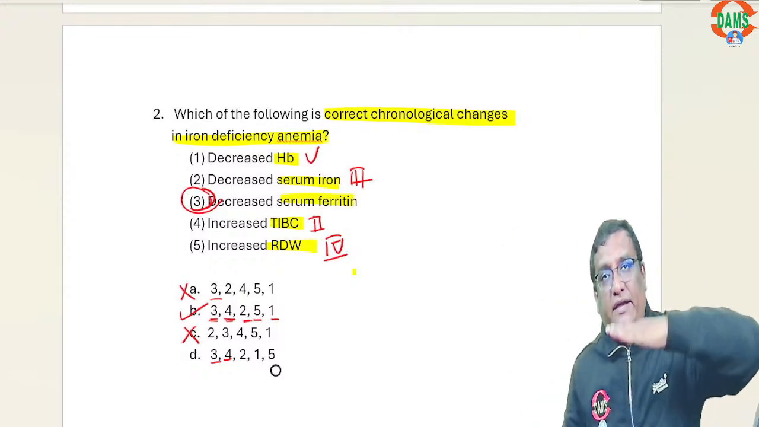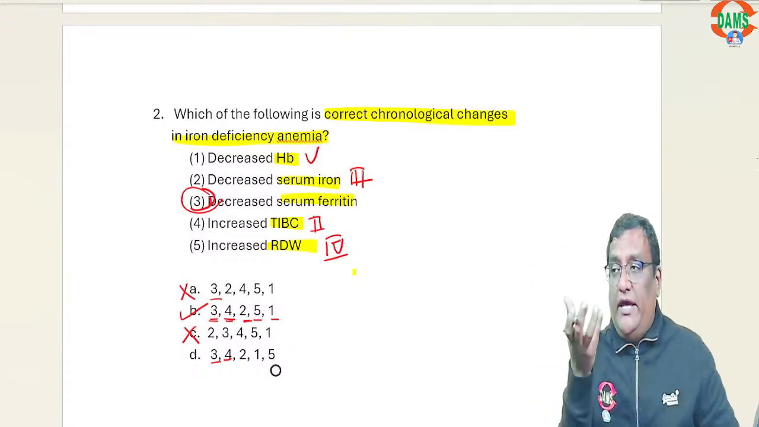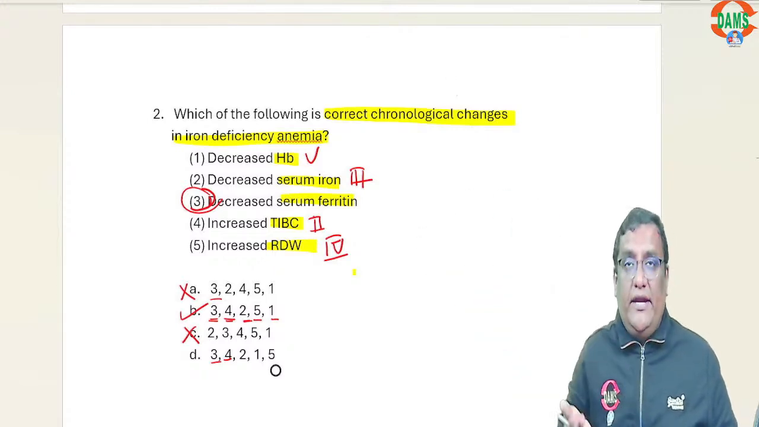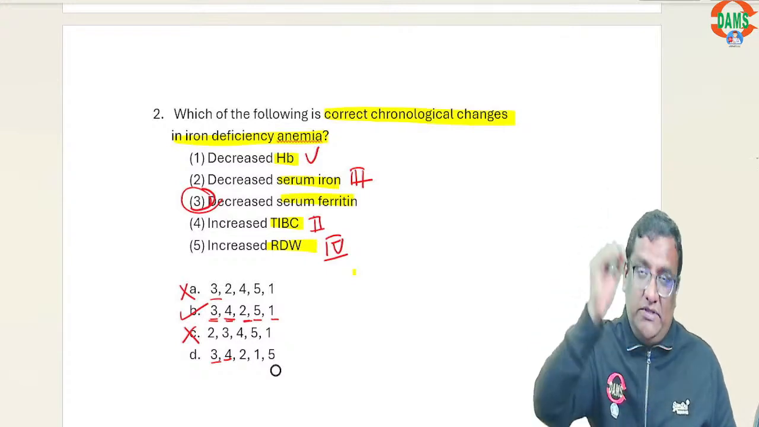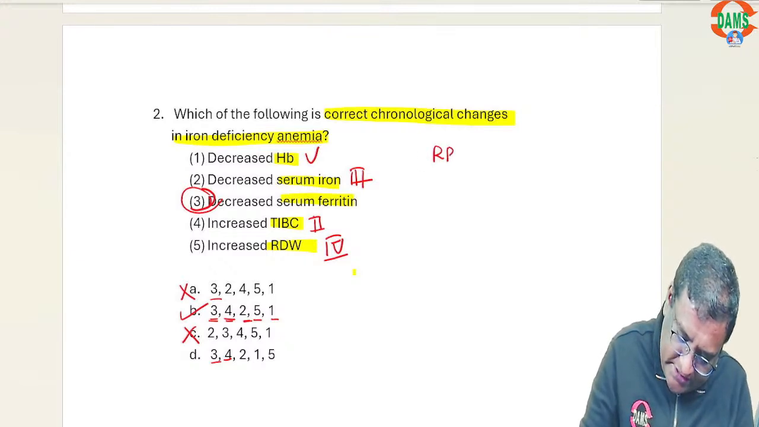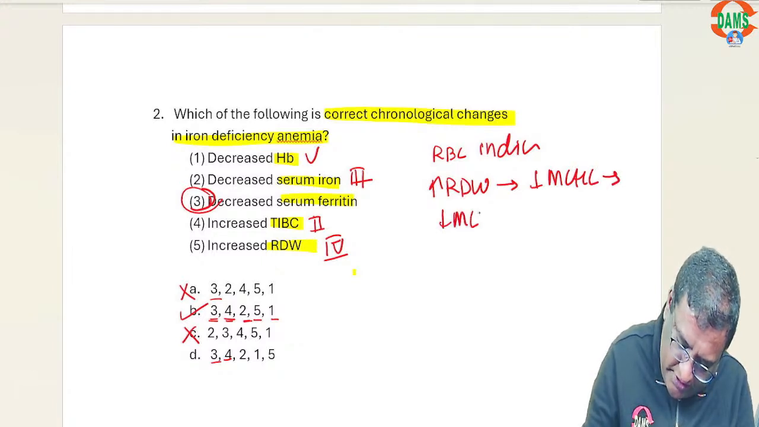When serum iron decreases, bone marrow gets less iron. Because bone marrow is getting less iron, the erythropoiesis gets affected, and that is why the first RBC index to change will be RDW, which starts increasing. Then after that, MCHC reduces, then MCV reduces. So RBC indices changes also we should know. RBC indices changes will be increase in RDW. That is the first thing to happen. After that, decrease in MCHC. After that, decrease in MCV. After that, decrease in MCH.